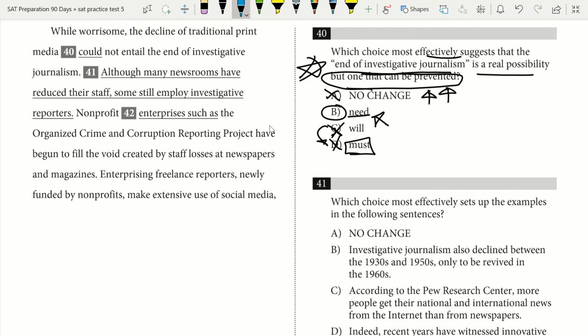So the question that says, in 41, "which choice most effectively sets up the examples in the following sentences," that's a fairly typical question on the SAT writing section. So I'm going to give you my advice on how to approach that as someone who has scored perfectly on the SAT writing section on two SATs back to back.